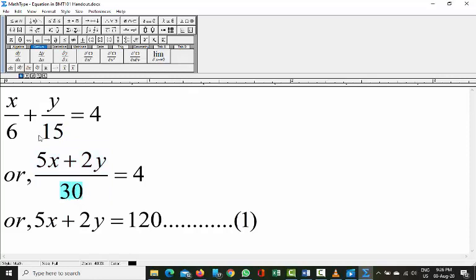So if you do this, here we have 6 and here we have 30, so we will get 5x plus 15, and here we have 30, so we will get 2 multiplied by y, which is 2y, is equal to 4. If you do cross multiplication, we will have 5x plus 2y is equal to 30 multiplied by 4, which is 120.